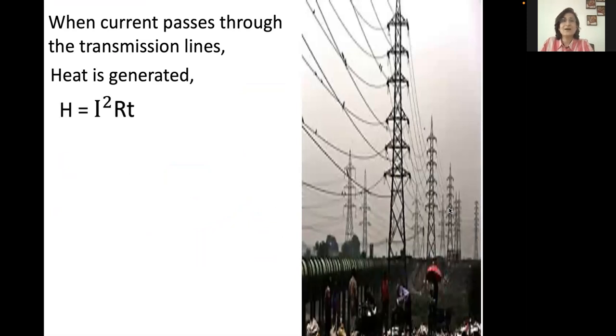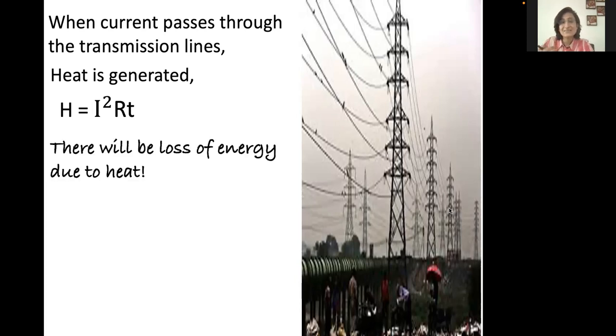We know heat is I square RT. That is, heat is directly proportional to the square of the current, directly proportional to the resistance of the wire, as well as time. But now let's focus. If the current is less, heat will also be less. So there will be less loss of energy due to heat.